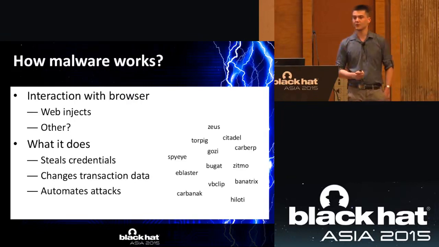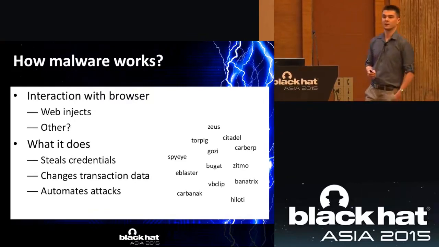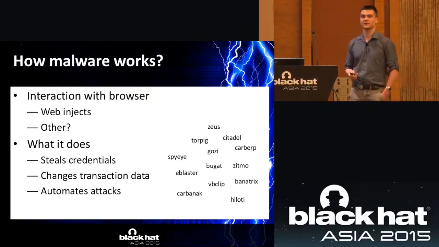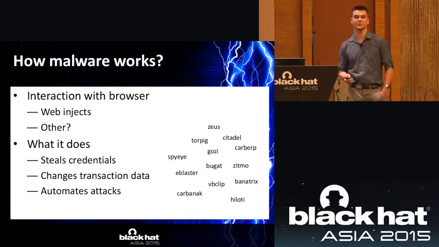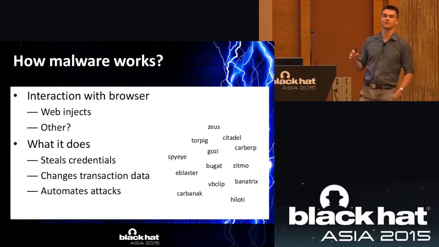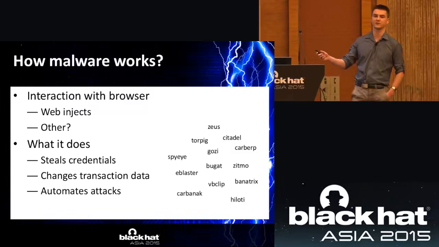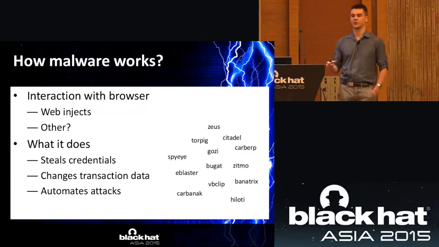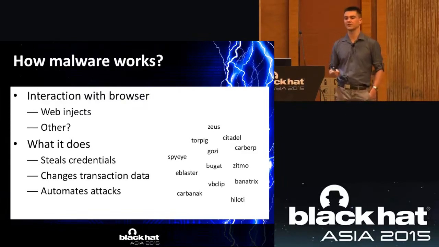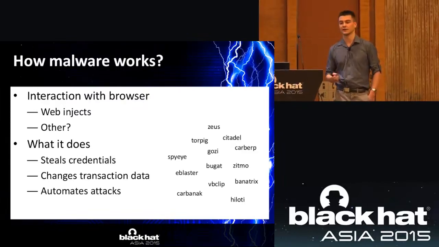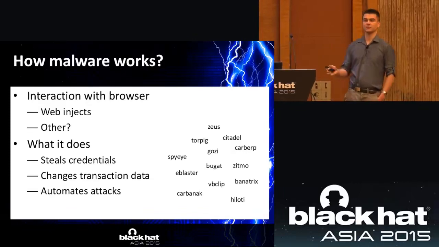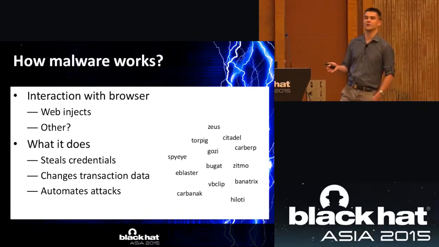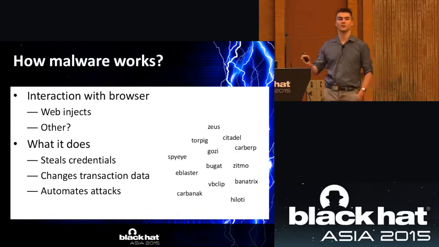So first of all, how does malware work? We all know that, for example, Zeus family malware use web injects. Web injects modify the HTTP response from the server that goes to the client browser, modifying this to, for example, steal credentials, change transaction data, or just to automate attacks. So do you know any other way malware can steal money from the bank?